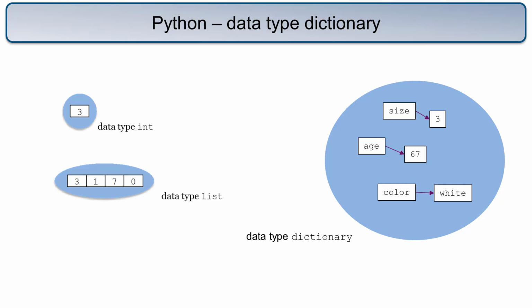For example, in this slide, a dictionary is visualized by the blue sphere on the right side. The dictionary contains 3 items, which can be accessed with the keys size, age, and color. For each of these keys, a value is attached to it. For the key size, the integer value 3 is stored. For the key age, the integer value 67. And for the key color, the string value white.